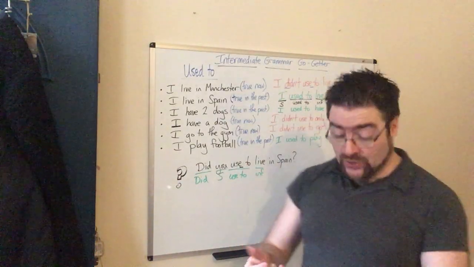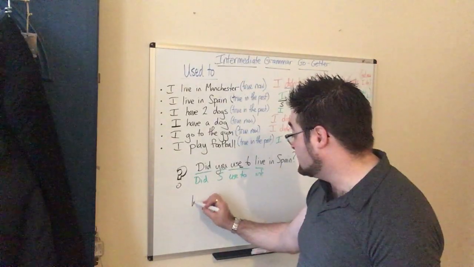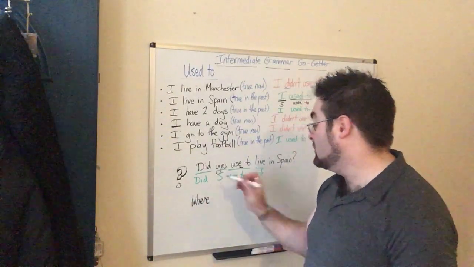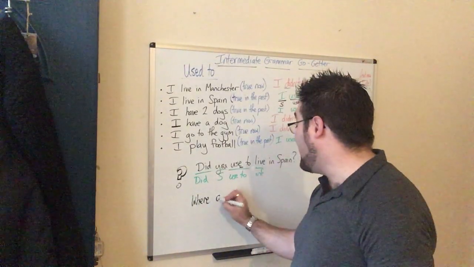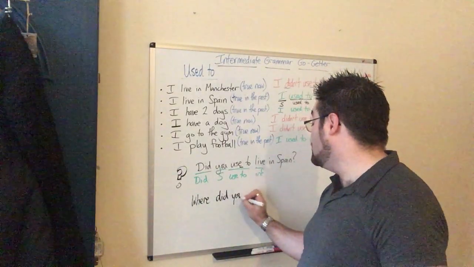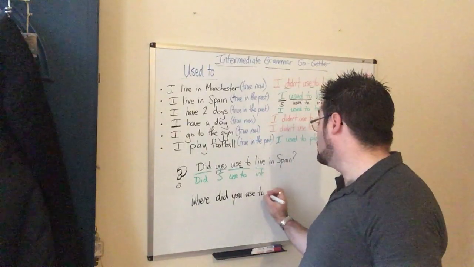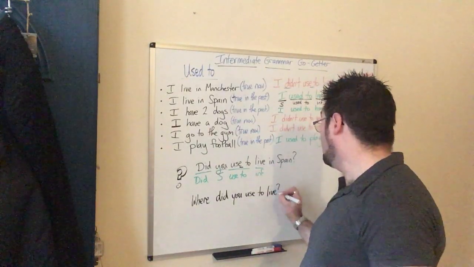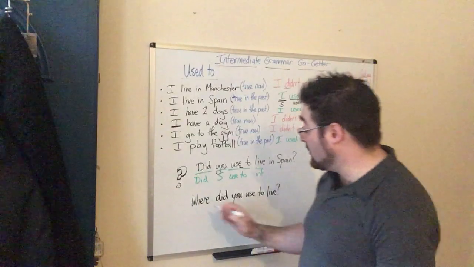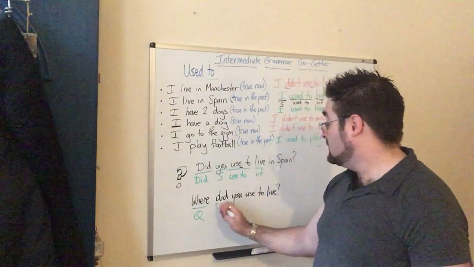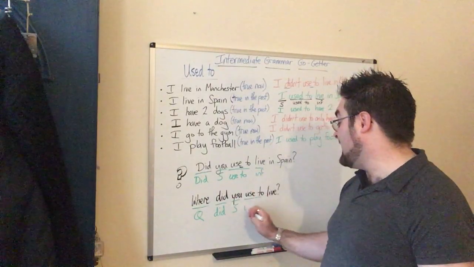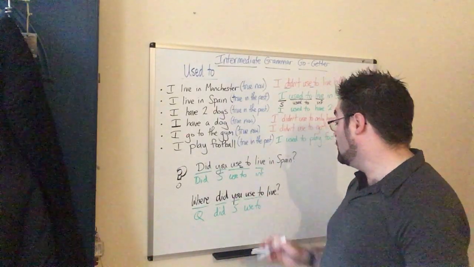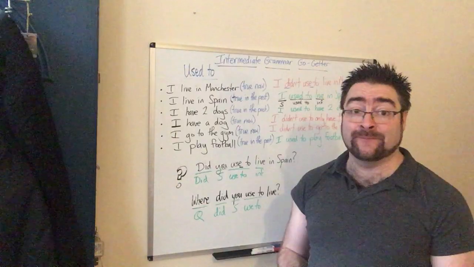And for an open question, we would add our question word. Who, what, when, where, or why. So where did you used to live? Okay, so there is our question word. Then we use did, subject, and again, used to with no D.